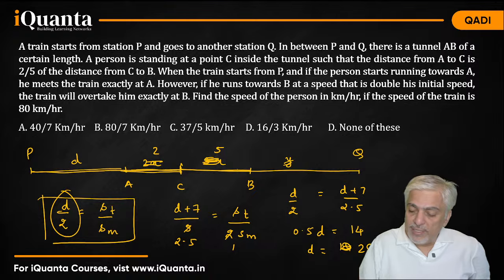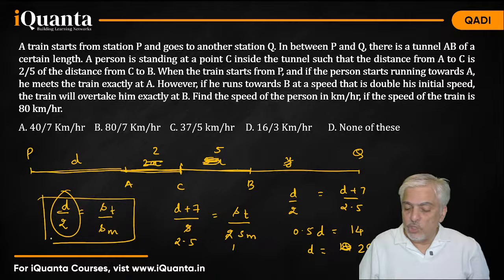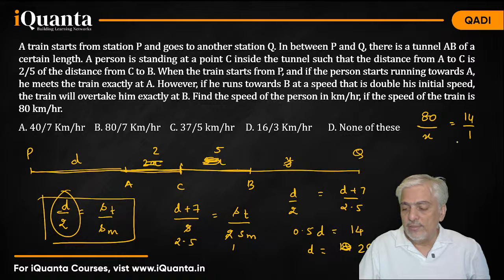Now, they have told speed of train is given as 80. So, if this is 28, the ratio is 14:1. So, 80 is speed of train. So, we got 80 upon x is 14:1. So, 80 upon 14 will be 40 upon 7.